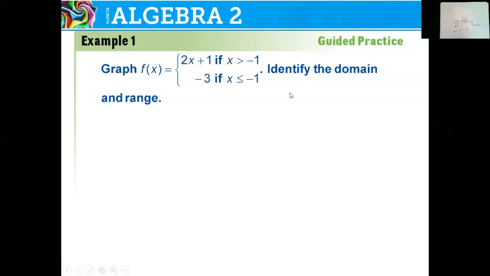Okay. So here we got another one. It says graph f of x, which is equal to 2x plus 1 if x is greater than -1, and then -3 if x is less than or equal to -1. Identify the domain. So I'll copy it down, f of x, 2x plus 1, and -3.